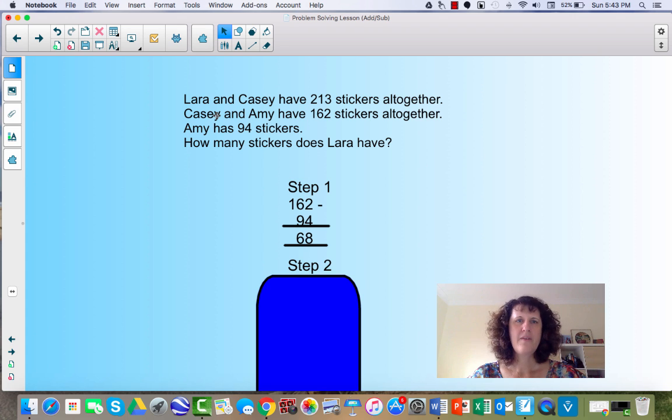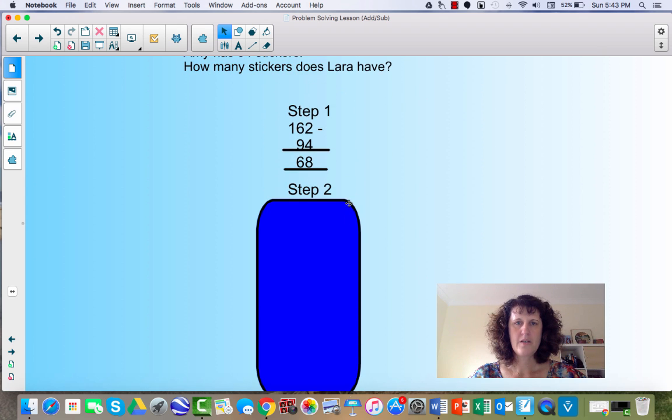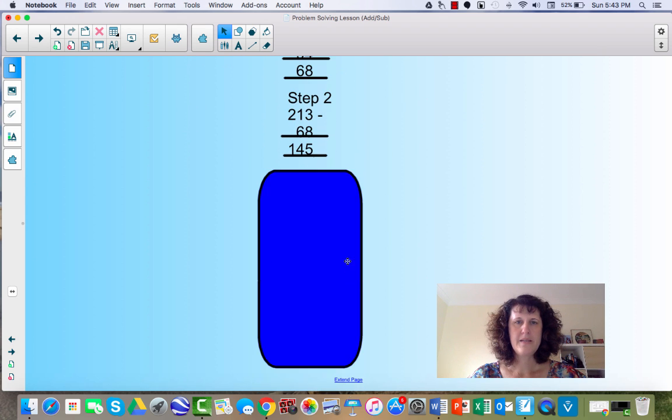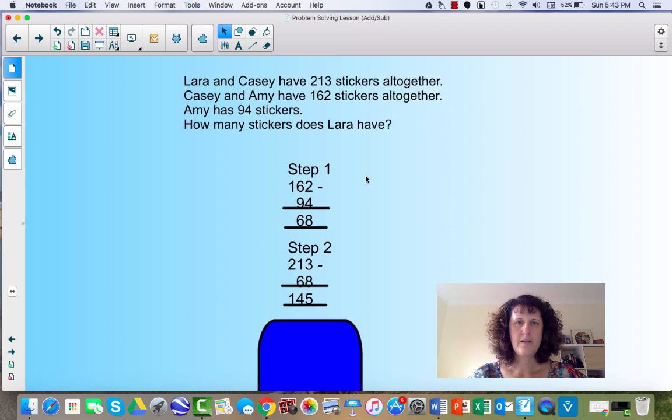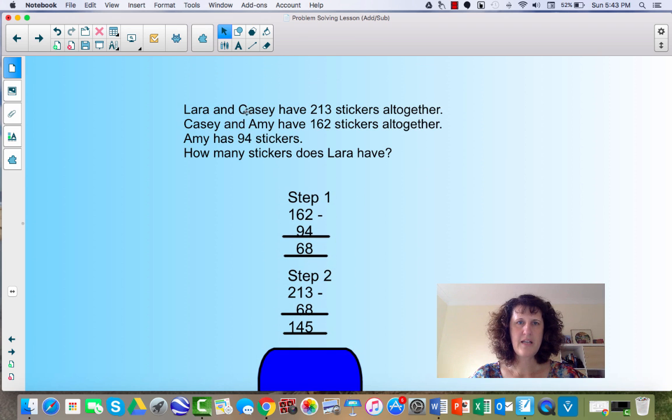Okay? Then for my step 2, I now know that Casey has 68, so I can use that information to work out how many Lara has. So again, it's going to be take away. Step 2 is the number of stickers that Lara and Casey have minus the number that Casey has, which I worked out up here, and that tells me that Lara has 145 stickers.